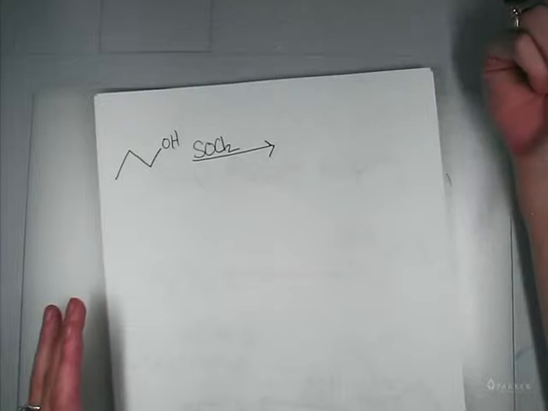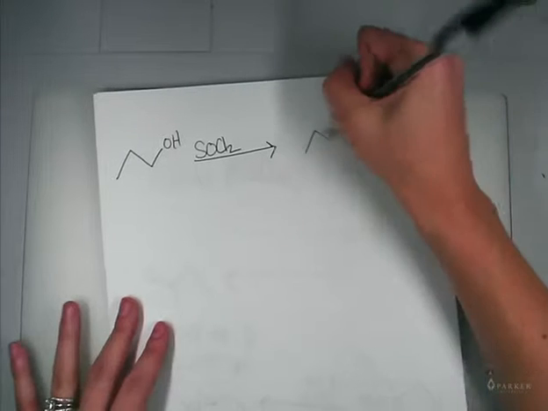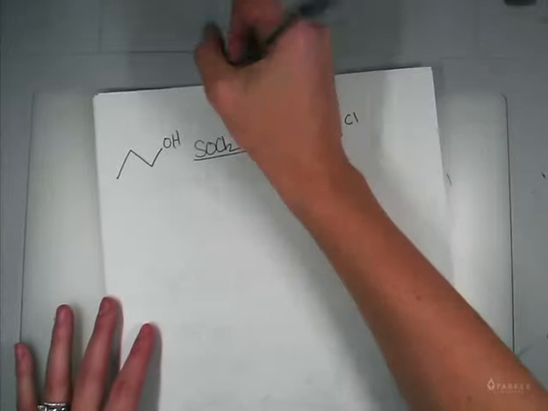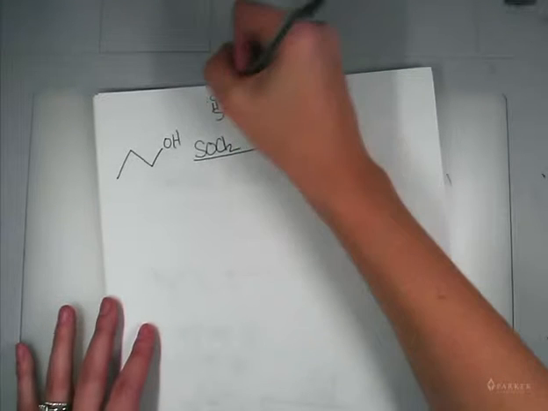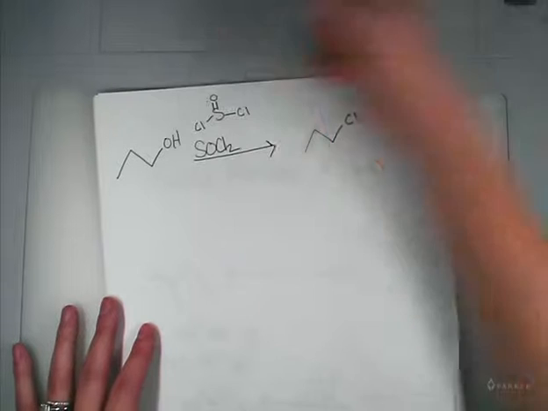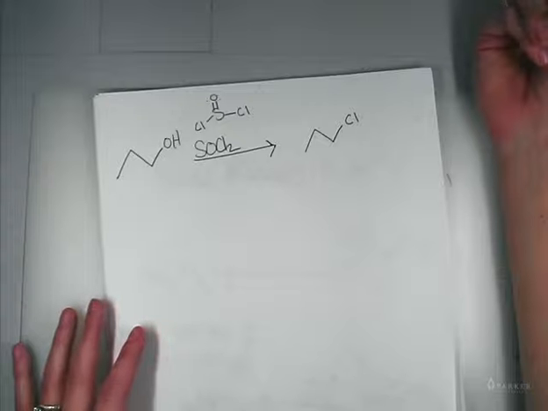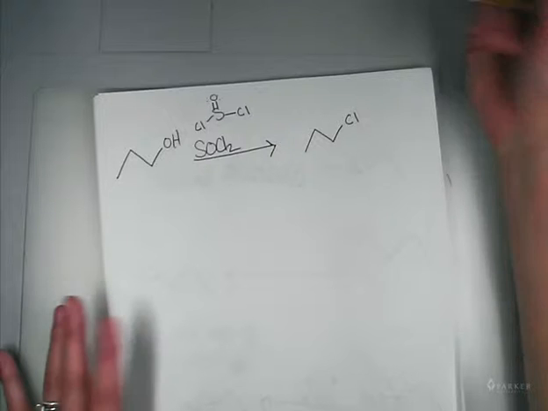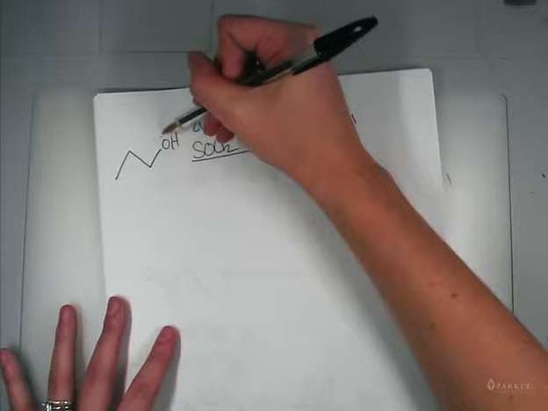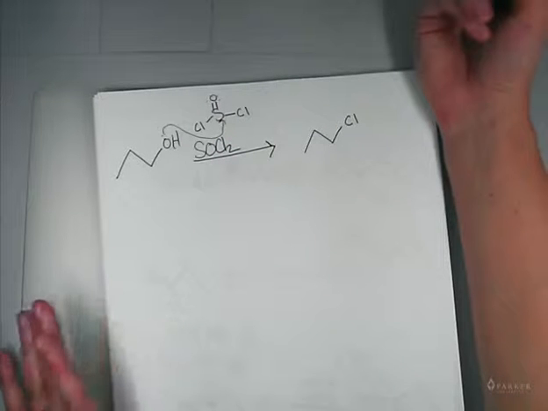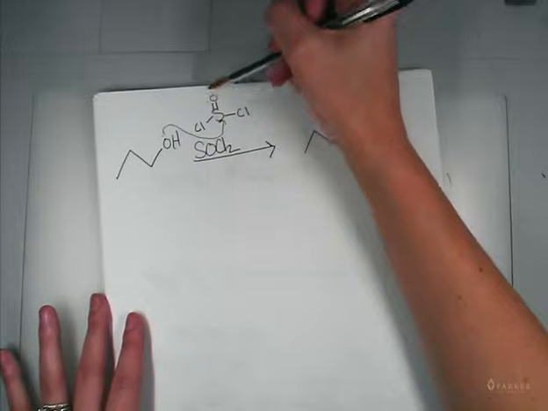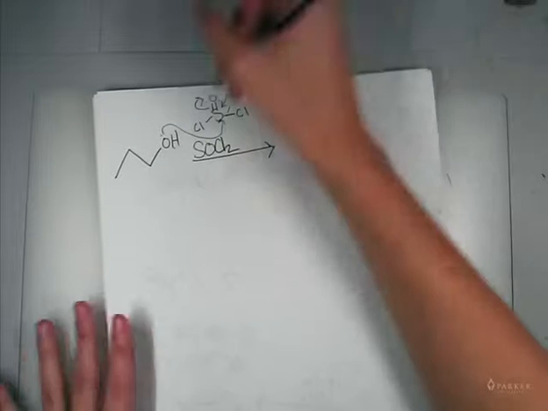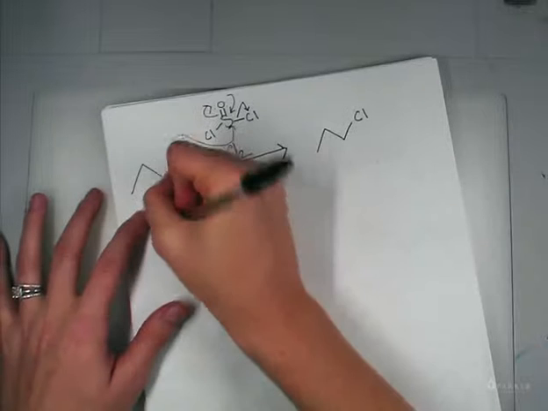Okay, what would this turn the alcohol into? Chlorine, yeah. And let's look at the mechanism here. Do you remember what happens first here? Yeah, the oxygen here will make a bond to that sulfur, because it's kind of like a carbonyl. So what will happen to the double bond? It'll go up, come back down, because it has what to leave? Chlorine to leave. So now that I've made all those arrows, let's see what I just did.